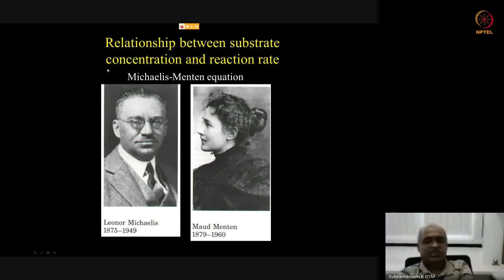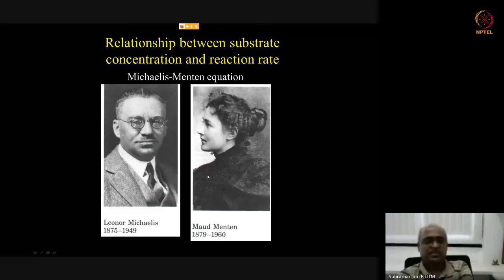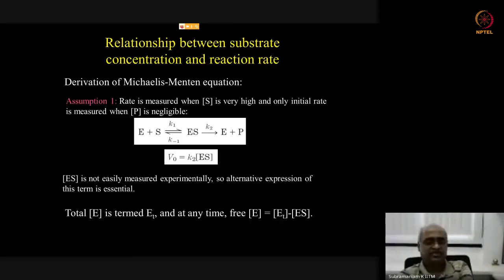Okay. So forever you are going to remember the Michaelis-Menten equation, regardless of which branch of biology you are going to learn. Essentially, what the Michaelis-Menten equation does is relate the reaction rate with substrate concentration. So by measuring the substrate concentration, I can get an idea of the rate of the reaction. That is the equation they provided us. So let us look at how to get to that equation.